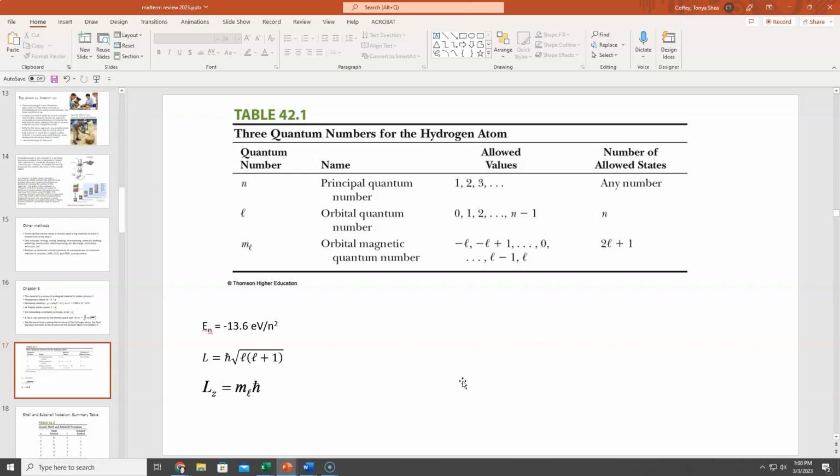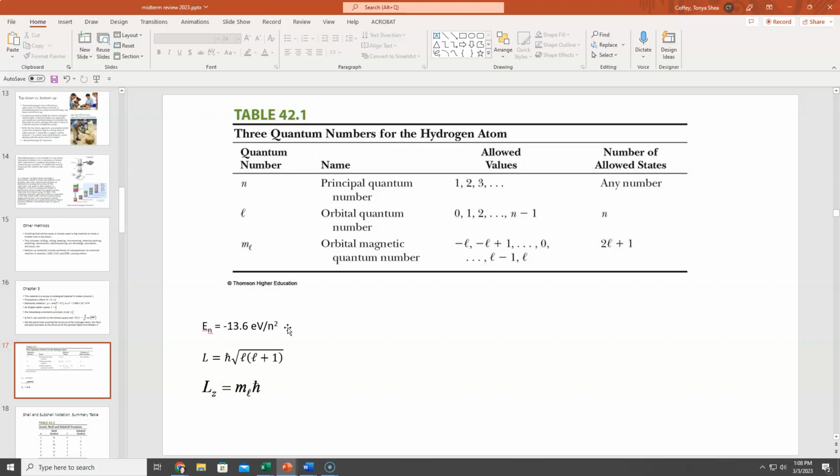So you can see here that there's going to be 2L plus 1 possible values of M sub L for every value of L, okay? And then there's going to be N possible values of L for a particular N value. All right, so the meaning of these quantum numbers: using the energy level or principal quantum number, you can calculate the energy of the electron in the hydrogen atom.